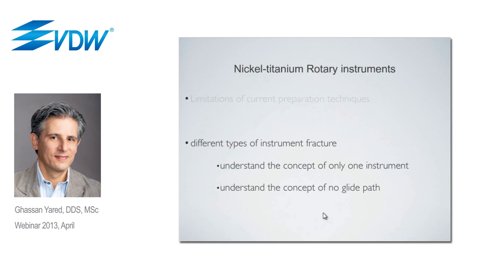Now I want to discuss the different types of instrument fracture. As I said earlier, this is very important to understand the concept of only one instrument and to understand the concept of no glide path. You probably are familiar with different types of instrument fracture, but I have to discuss this briefly, because as I said, there should be a flow in the presentation for you to understand the rationale of this new concept.